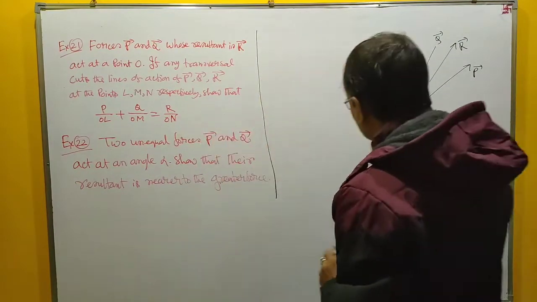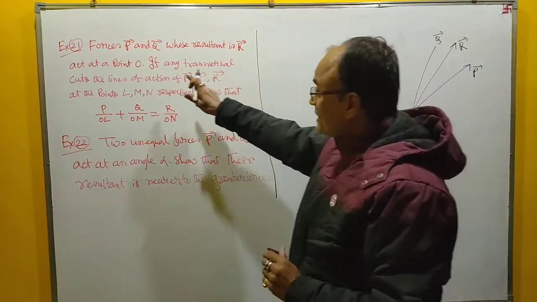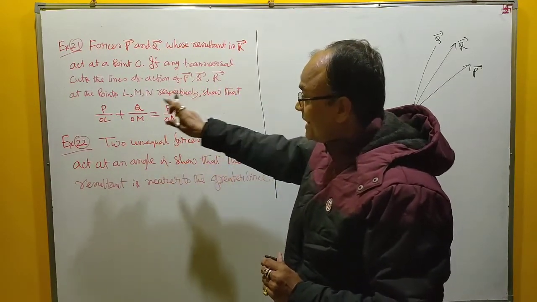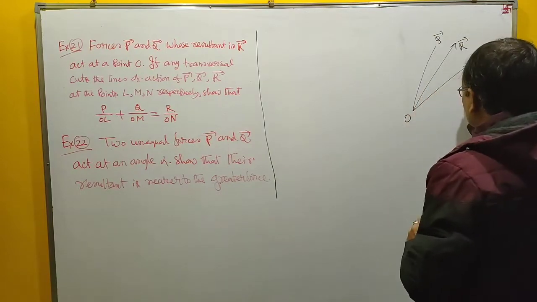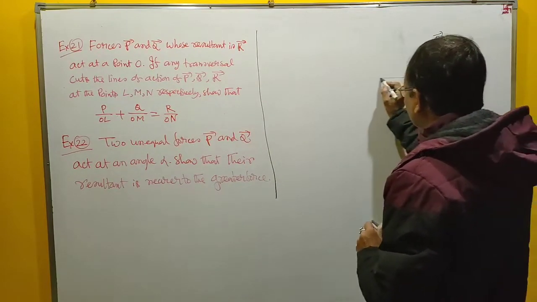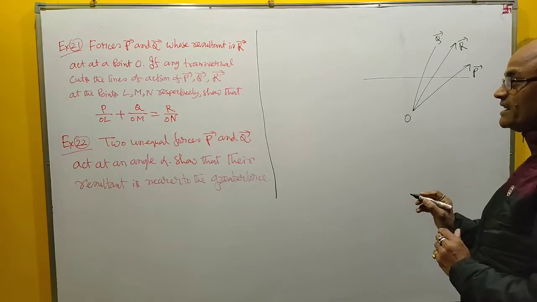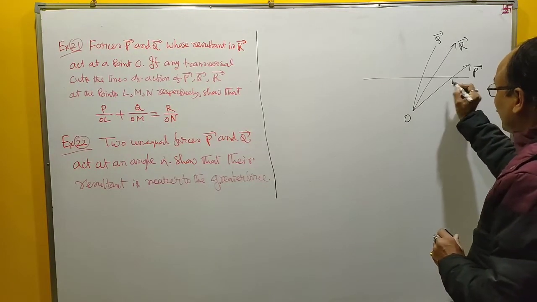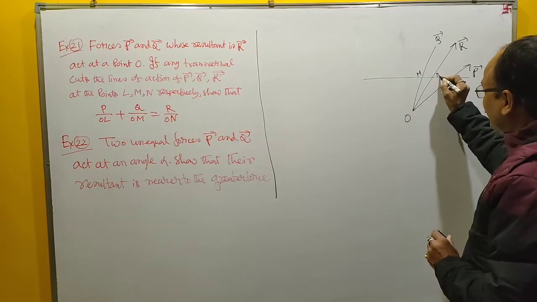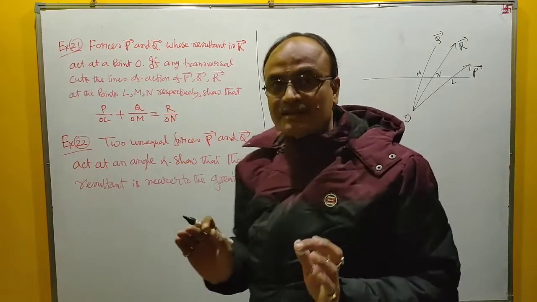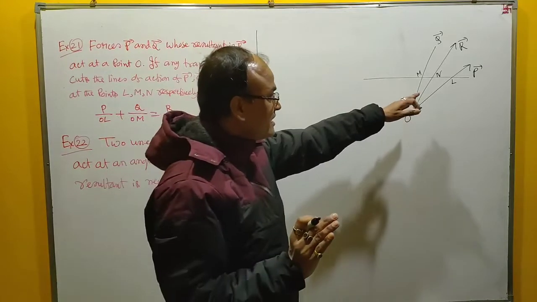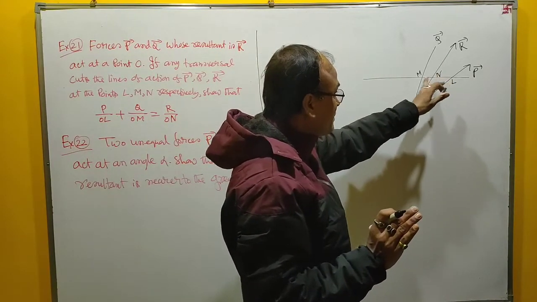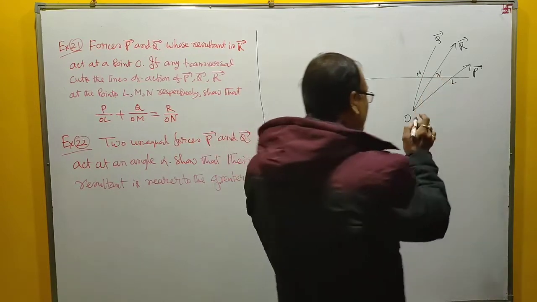Next, we are given that any transversal cuts the lines of action of P, Q, R at the points L, M, and N. Suppose this is the transversal. This transversal cuts the lines P, Q, and R at the points L, M, and N.